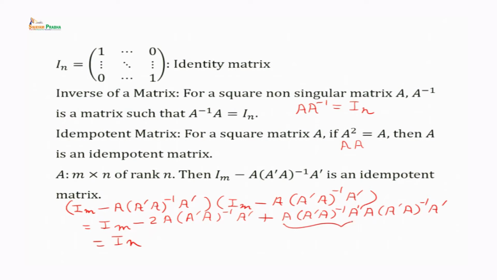Now, this matrix is actually equal to, you have A transpose A inverse times A transpose A equal to the identity matrix. So, finally, you obtain minus 2 times A (A transpose A) inverse A transpose plus A (A transpose A) inverse A transpose. Then finally, you obtain I m minus A (A transpose A) inverse A transpose, which is equal to this matrix. So, this matrix is an idempotent matrix, because the square of this matrix is equal to the same matrix.